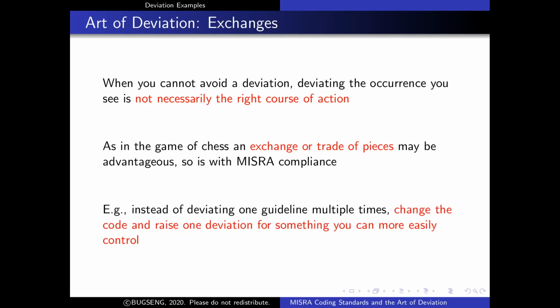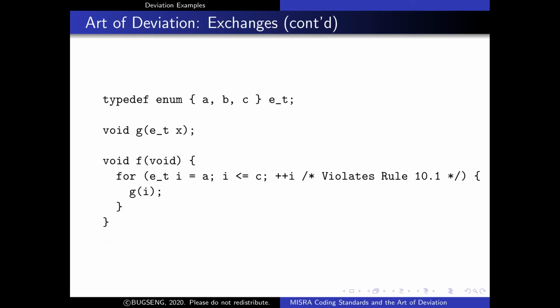A typical case: instead of deviating one guideline multiple times, change the code a little bit and raise one deviation for something you can more easily control. So here we have an example. We have a typedef of an enumerated type that we call ET, and a function taking an argument of type ET called X. Then we want to iterate over the enumeration constants from A to C in this case.